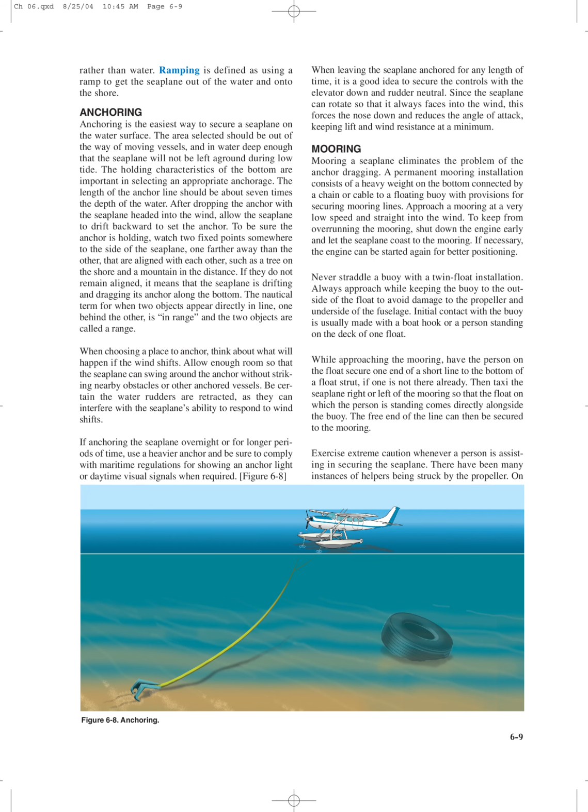Anchoring is the easiest way to secure a seaplane on the water surface. The area selected should be out of the way of moving vessels, and in water deep enough that the seaplane will not be left aground during low tide. The holding characteristics of the bottom are important in selecting an appropriate anchorage. The length of the anchor line should be about 7 times the depth of the water. After dropping the anchor with the seaplane headed into the wind, allow the seaplane to drift backward to set the anchor.